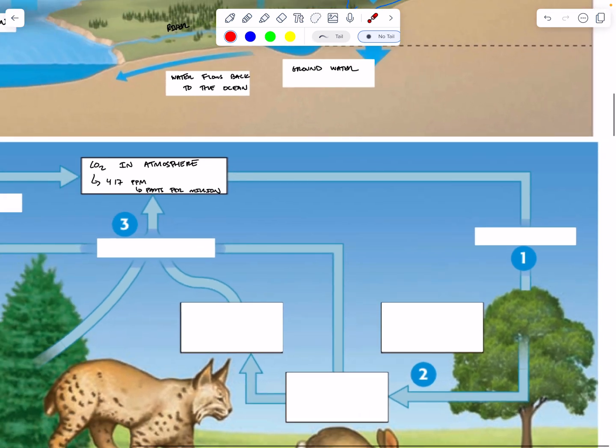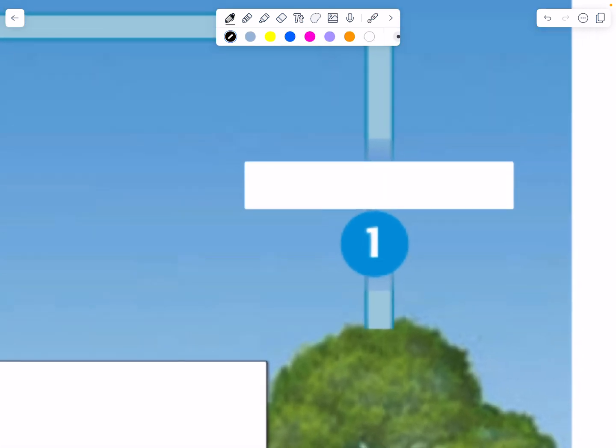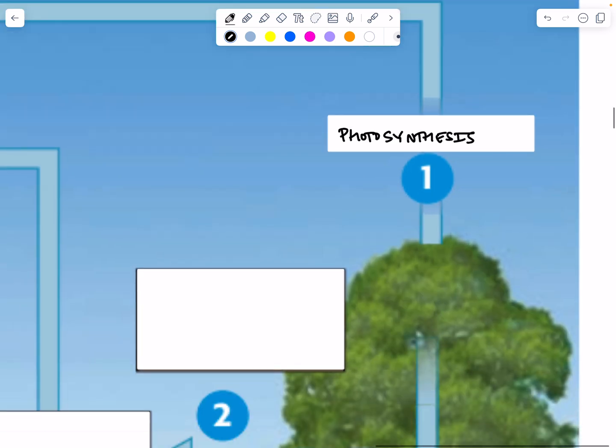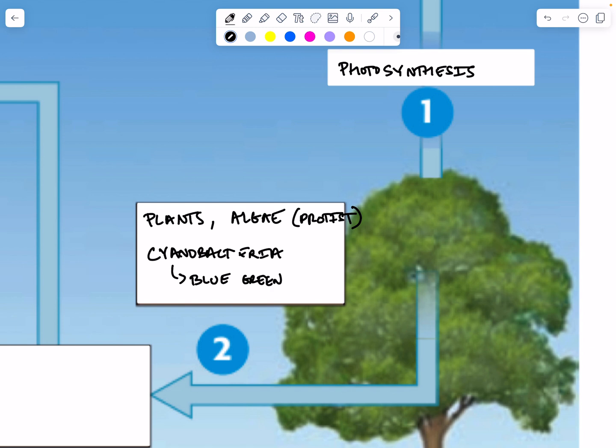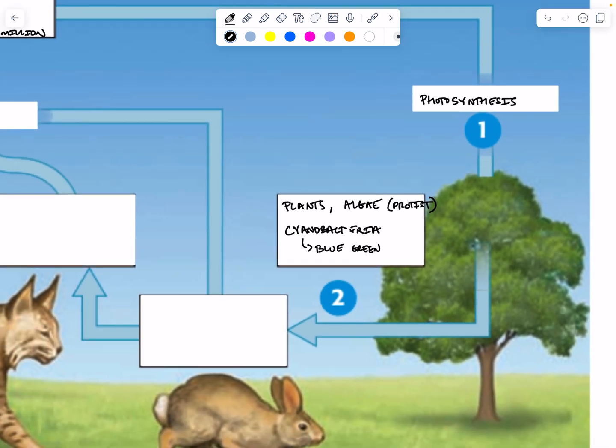Now, the way that carbon enters the biotic reservoir, so living things, is through the process of photosynthesis. There are a couple different types of organisms that do photosynthesis. Obviously, you know that plants do photosynthesis. We have algae, which is not a plant, it's actually a protist, which does photosynthesis. And then there are also certain types of bacteria that do photosynthesis, for example, cyanobacteria. Cyano being blue. They're also called blue-green bacteria.